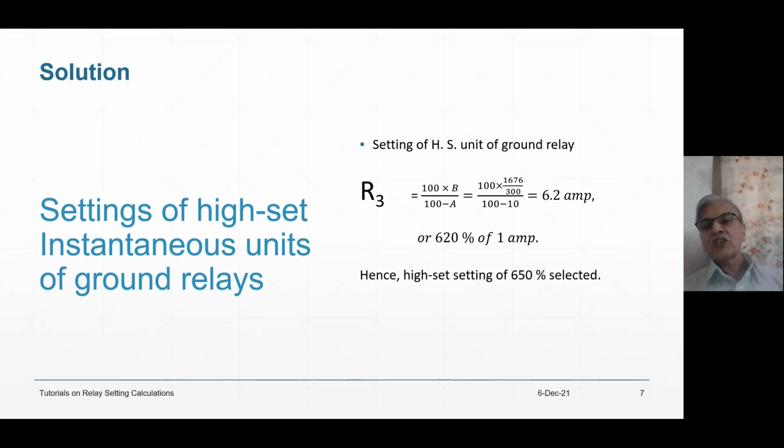Therefore, the setting I will consider higher. Obviously, we have to go for higher. I cannot go for lower because otherwise overreaching will take me to the next section, and that should not happen. When I select 650%, it will not protect 90%. 10% overreach means the relay should protect up to 90%. But when I'm selecting 650% instead of 620, it will not be 90, probably it will be 85 or 80. No problem, because the remnant 20% or 15% is going to be taken care of by the time delayed unit. So I'm not worried about that. The protection is going to be there, right?